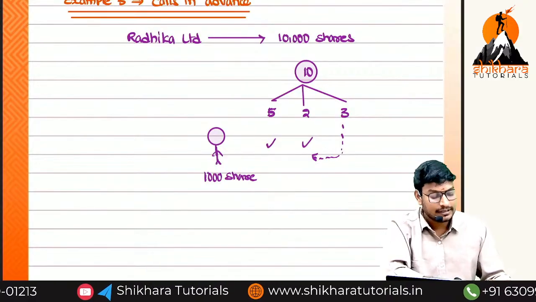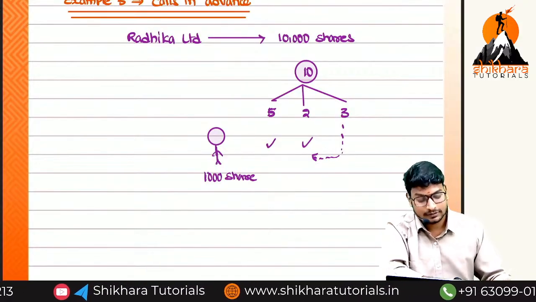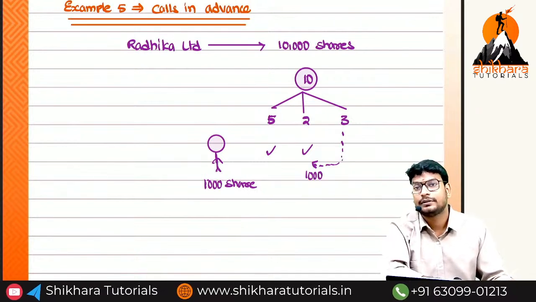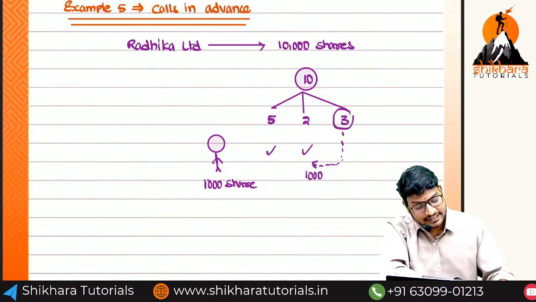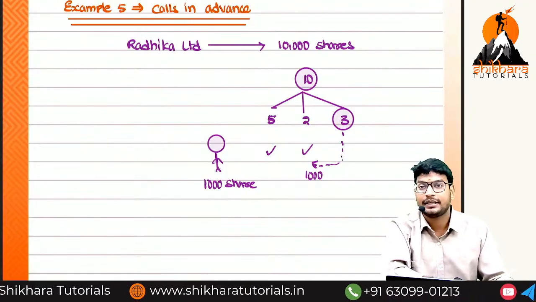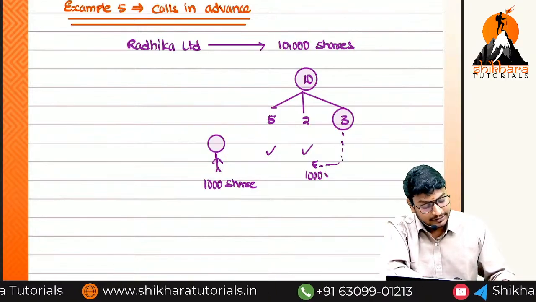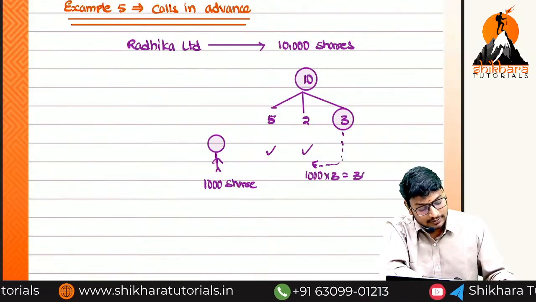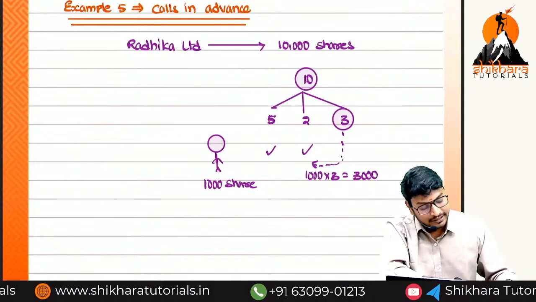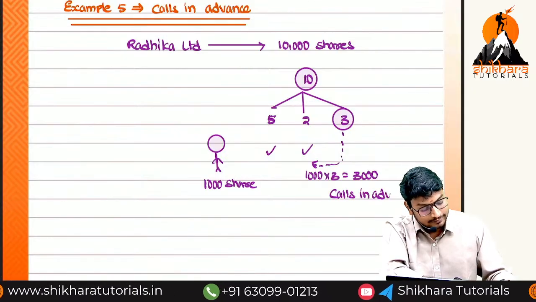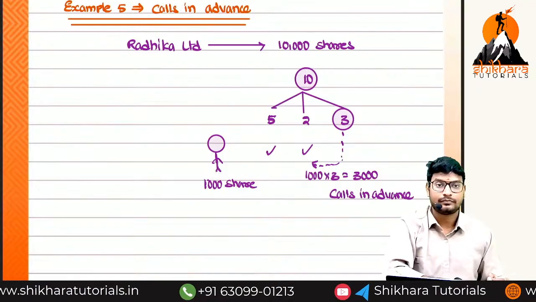Now can you say the calls in advance amount? 1000 into 3, 1000 into 2. Which amount have we received? The first and final call amount we have received at the time of allotment itself. So 1000 into 3 is equal to how much? 3000. So what is the meaning of this? Calls in advance.